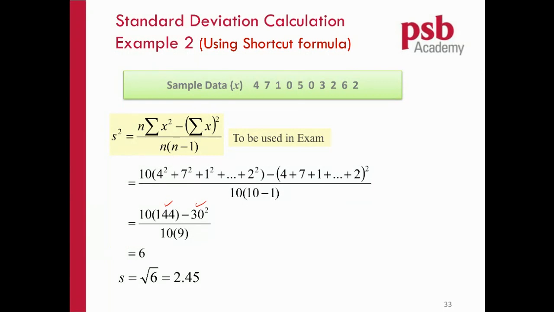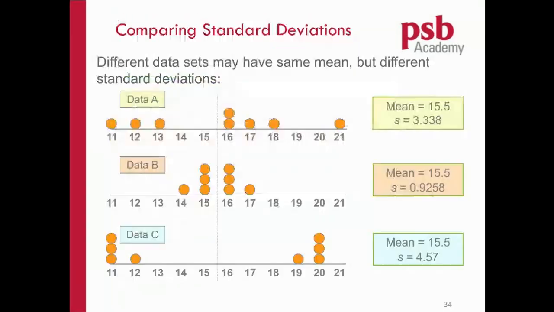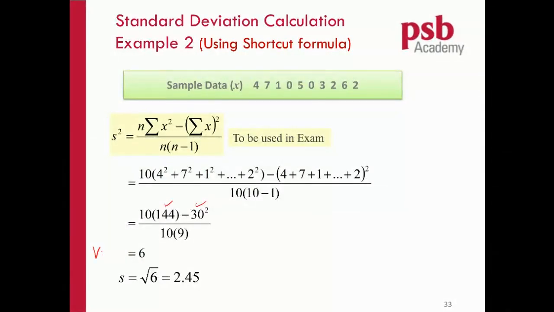So this is called the variance, and this is the standard deviation. This is S squared. Variance is S squared. Standard deviation is just the square root, S.